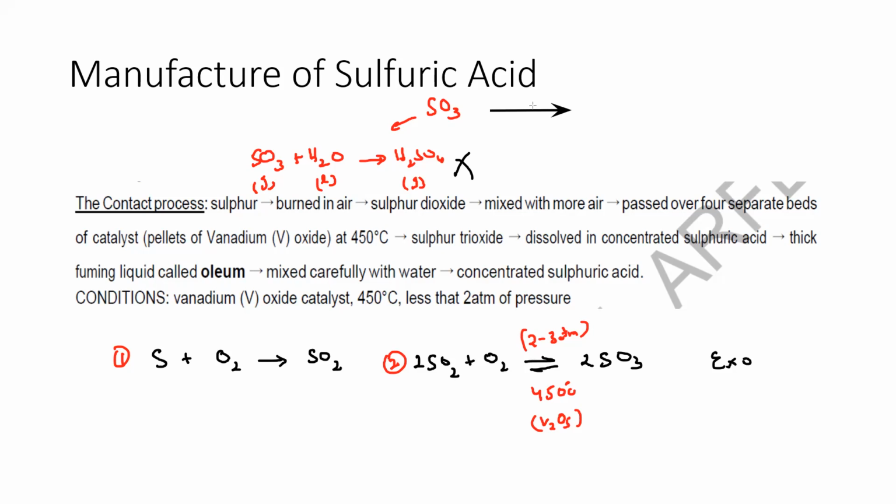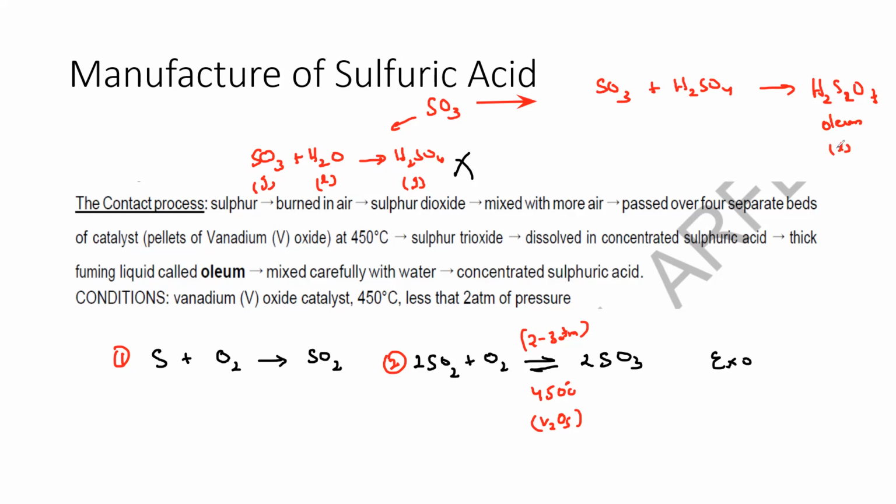So what will be the advantage of this? This sulfur trioxide is mixed with sulfuric acid, H2SO4. As a result, what will it form? It will form H2S2O7. This H2S2O7 is known as oleum.